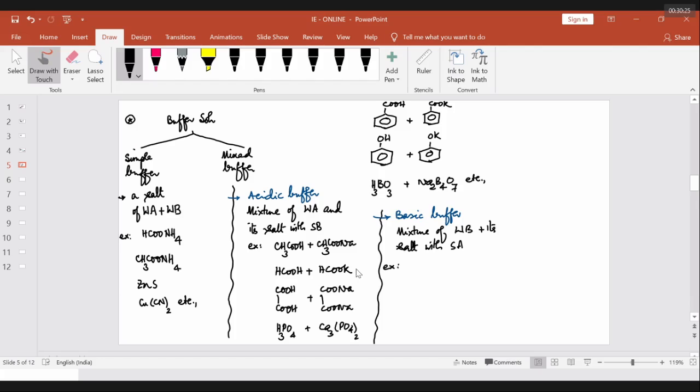What are weak bases? D block element metal hydroxides are weak bases. Ammonium hydroxide is a weak base. Let us enjoy first with a well-known example, ammonium hydroxide along with HCl, ammonium chloride; ammonium hydroxide along with sulfuric acid, ammonium sulfate; ammonium hydroxide along with nitric acid, ammonium nitrate. So many examples you can frame with this fellow. Similarly, zinc hydroxide along with sulfuric acid, copper hydroxide along with nitric acid. They are all examples of a mixture of weak base and its salt with strong acid.